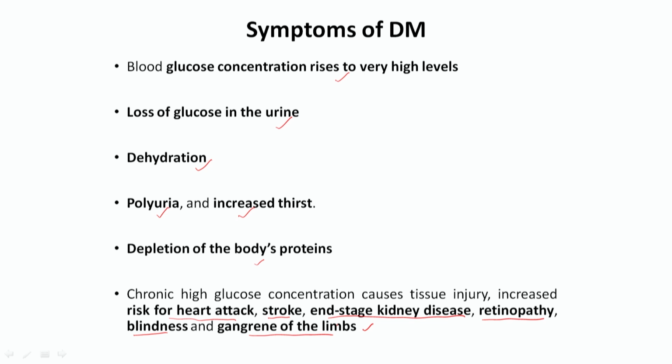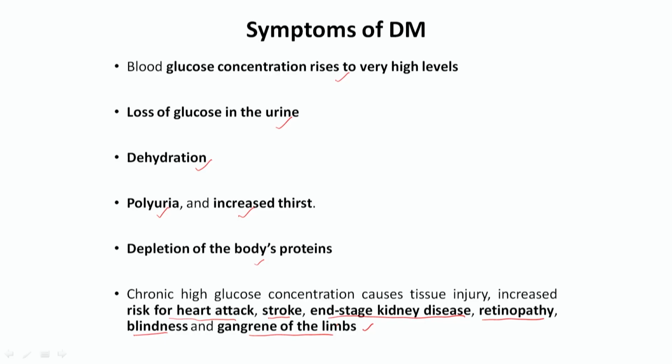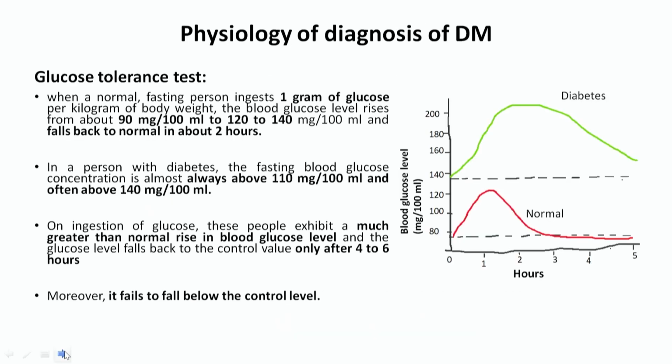Blindness may occur, or end stage kidney disease may occur, or if there is any kind of wound, that wound will not heal at a proper time. So, those are the important symptoms of diabetes mellitus.